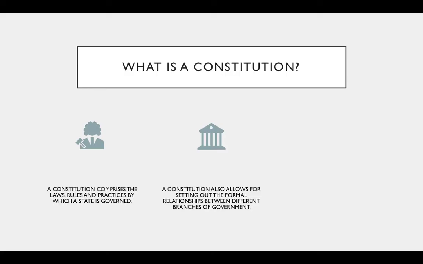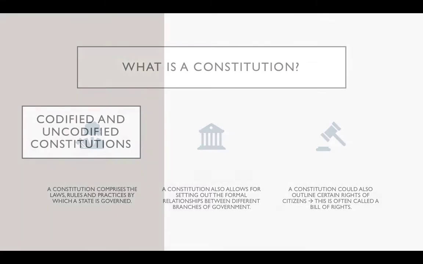And therefore a constitution outlines and sets out the rules that govern those three branches and the relationships between all three of them. A constitution also controls the outline of certain rights for citizens. This is often known as a Bill of Rights. So there's a difference between what we call a codified constitution and an uncodified constitution.